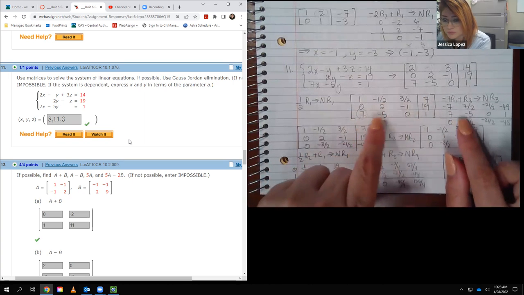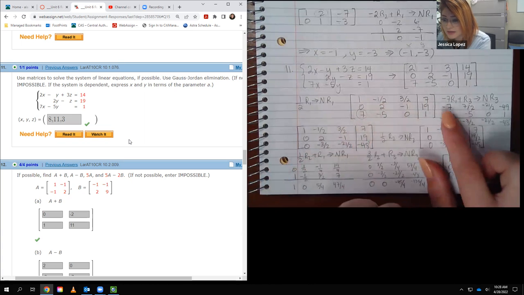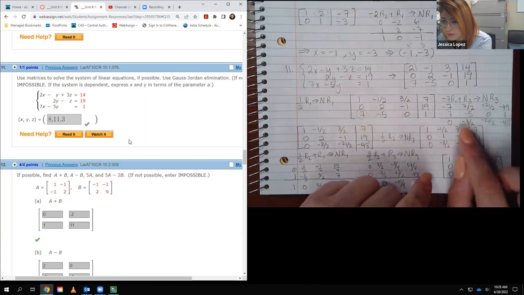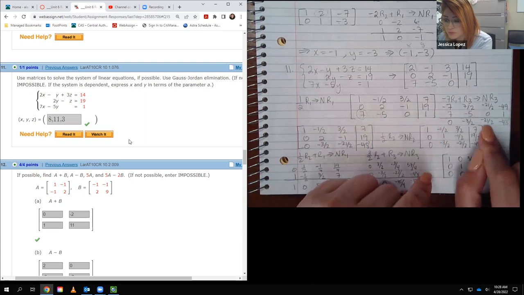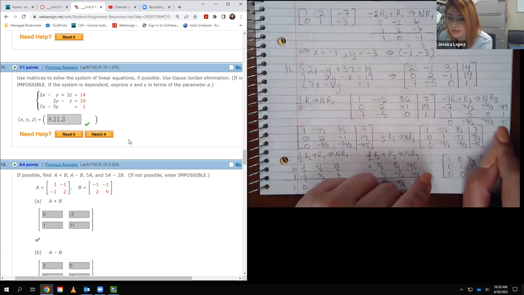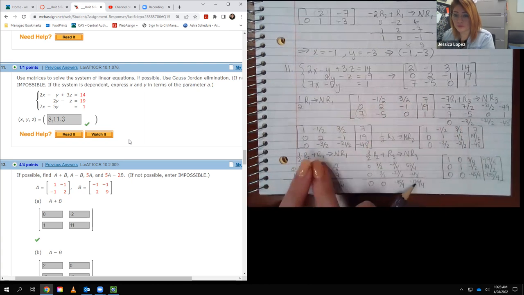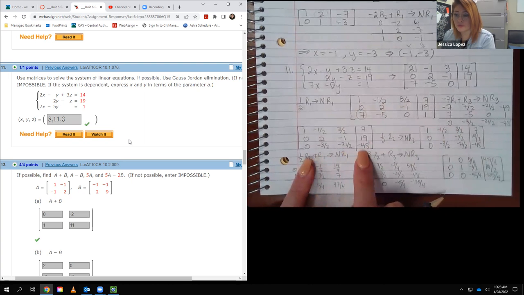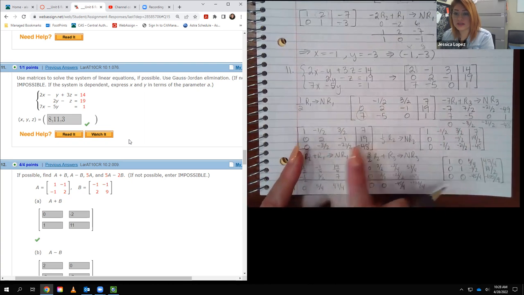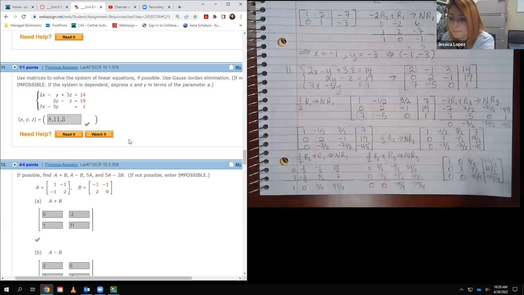Row 3 went directly underneath it. And then I combined the like terms. So I got 0, negative 3/2, negative 21 over 2, and negative 48. So that replaced row 3. So here are all my values for row 3, row 1 staying the same, and row 2 staying the same.